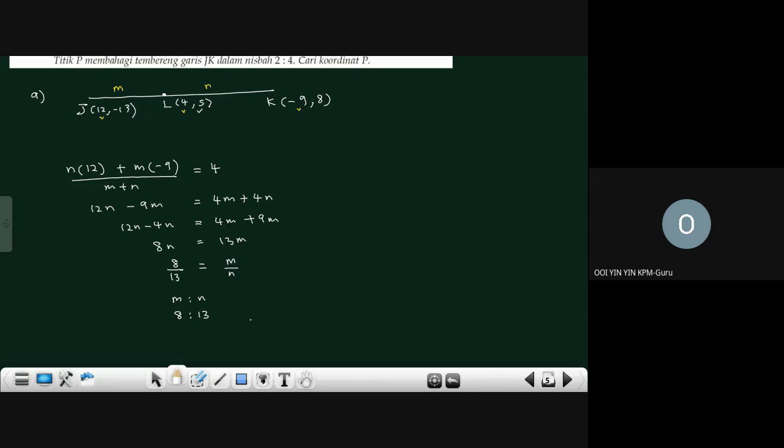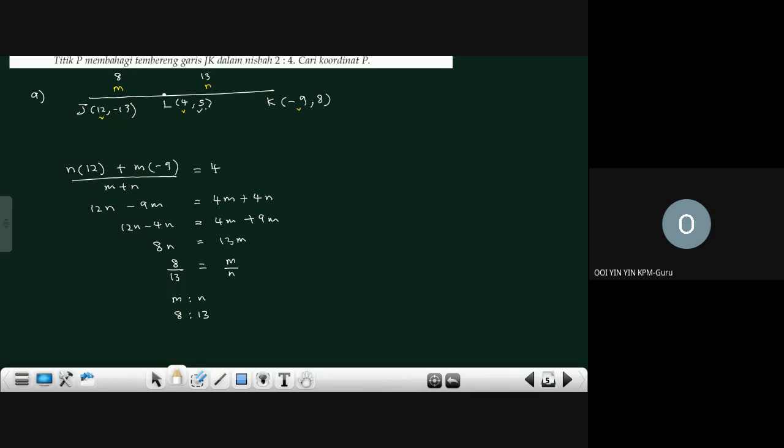Okay, then when we have our ratio here, now is the time we find our s. s is your y coordinate, right? So since we know now, here is 8, here is 13. Okay, 13 here, 8, 13.